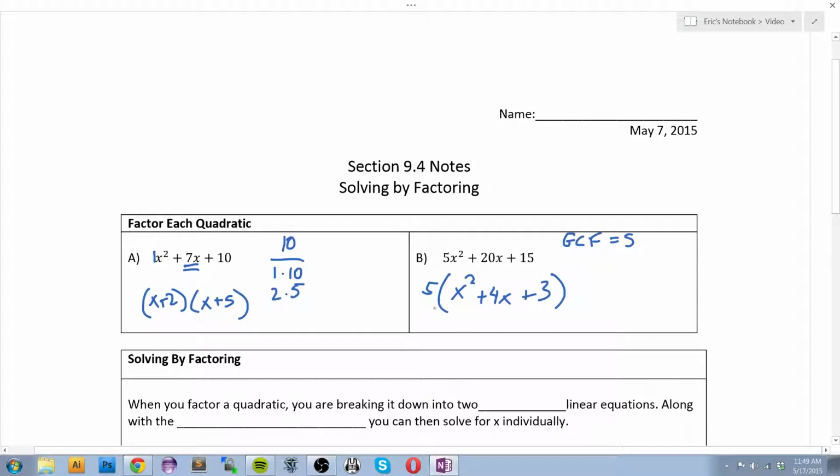And what we arrive at again is a similar trinomial to what we worked on in problem A, where our leading coefficient is 1, so that means we can look at some of the factors of 3, which are 1 and 3, and lo and behold, 1 and 3 add up to 4. So that's telling me that our two factors could be x plus 3 and x plus 1.